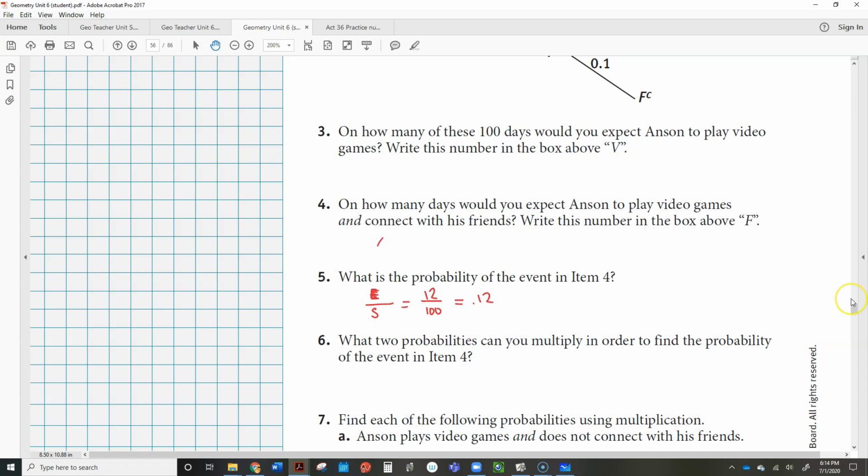What two probabilities can you multiply in order to find the probability of the event in item 4? So we could have multiplied 0.3 times 0.4, and I think I wrote them down backwards. The first thing that happened was the 0.4, and then the second thing that happened was the 0.3, and that comes out to be 0.12. Oh, I put the answer in the wrong place. This goes down here on number 6. 0.4 times 0.3, and that equals 0.12.